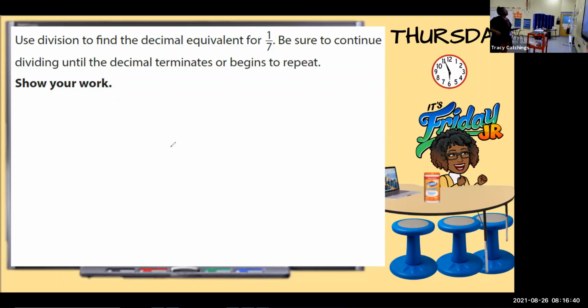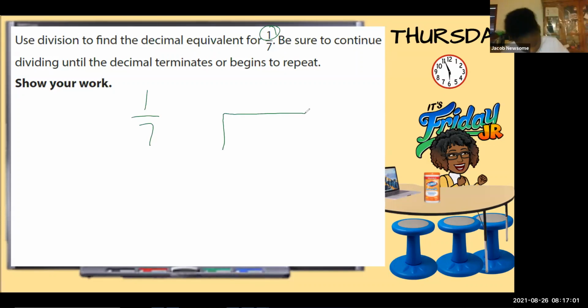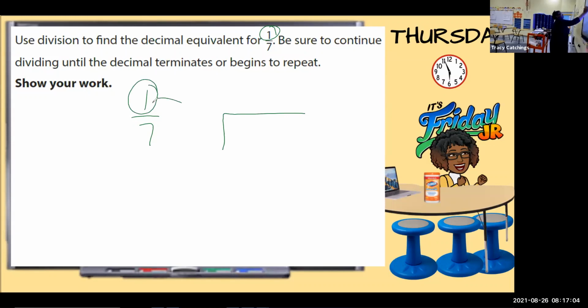All right, it reads: use division to find the decimal equivalent for 1/7. Be sure to continue dividing until the decimal terminates or begins to repeat. What are we dividing? 1 divided by 7. The numerator by the denominator. So definitely make sure we all understand that the numerator is the one that goes on the inside, and the denominator on the outside.